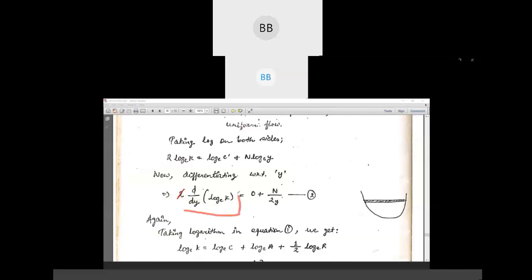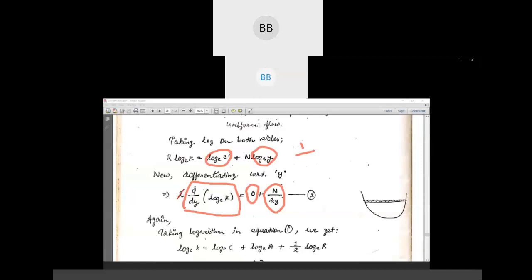So if we differentiate, we are going to differentiate d by dy of log ek is equal to, this is constant, log c dash is also constant. Differentiation of a constant is 0, and then it's n by twice y. Differentiation of n is constant, so we will be differentiating log e y, so it will be 1 by twice y.